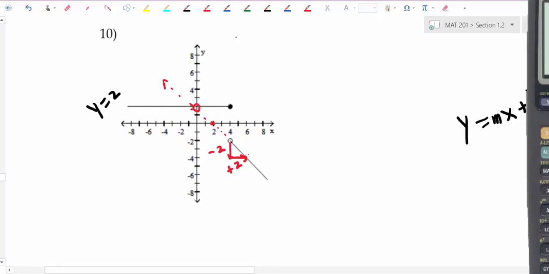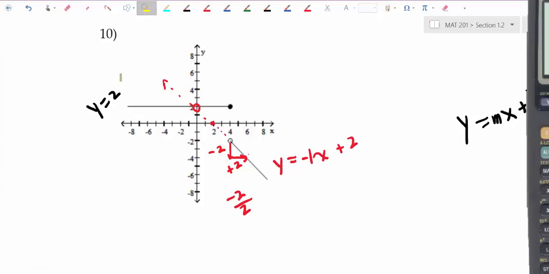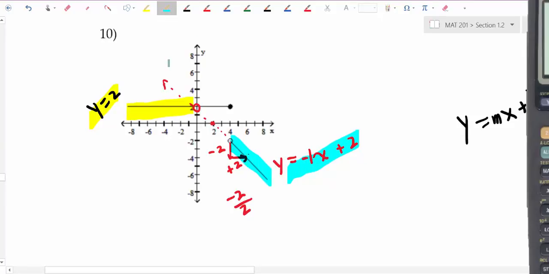Okay? So the equation of this line right here, that would be y equals, and again, your slope is rise over run, so that's -1 times x. And then your y-intercept on that is +2. So y equals -x plus 2 is this line here. Okay, like that. So those are the two pieces we have in the piecewise function.